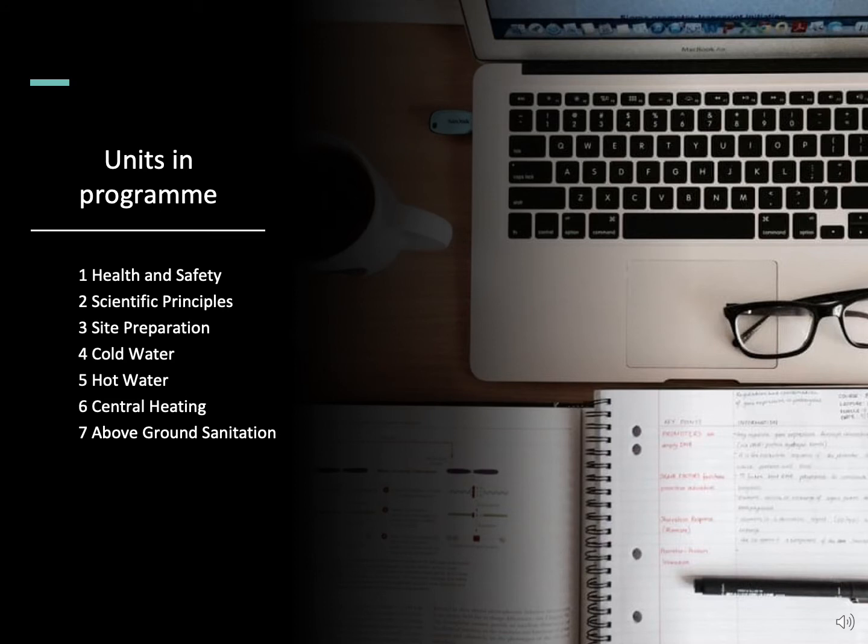Okay, let's have a look at the first 7 units that we've got on the program. The first one is health and safety, fairly generic in construction, but obviously we have to work safely at all times whenever we carry out any tasks. So we're looking at basic PPE, working at height, and the series of regulations.